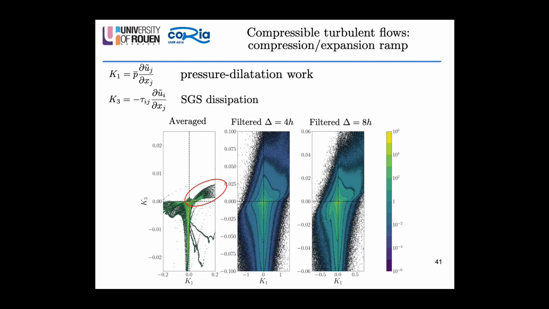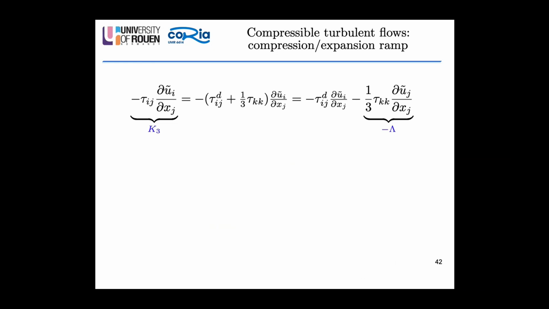And in terms of, instead, looking at the full joint probability density function, we can notice that there's some kind of correlation between these two terms, so that compressions are more likely to experience the classical forward scatter events, and expansions backscatter events. We want to dig a little bit deeper in this sense, and we want to understand again how much this is related to the compressibility effects.